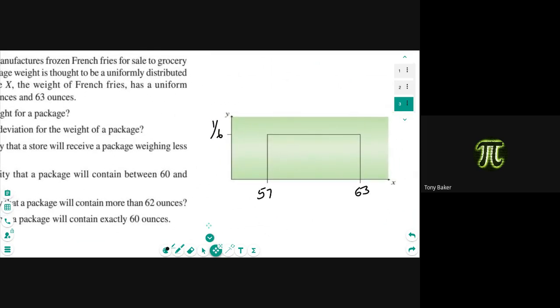Where did you get the 6 from? Is that the 6 that you got from before? Yep, 63 minus 57.